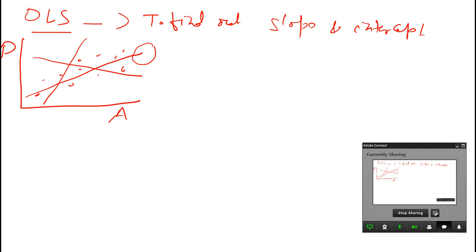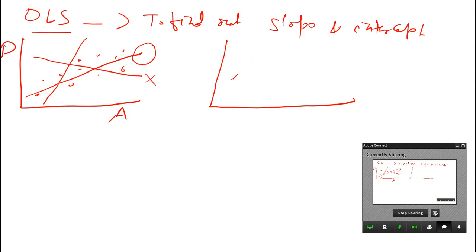This line, right? You will agree with me. This line doesn't fit the data properly. This line also doesn't fit the data, but the first one that I drew fits the data properly, right? And why is it so? And how to make sure of that? We don't do it manually, we do it algorithmically. Okay, so how do we do it?